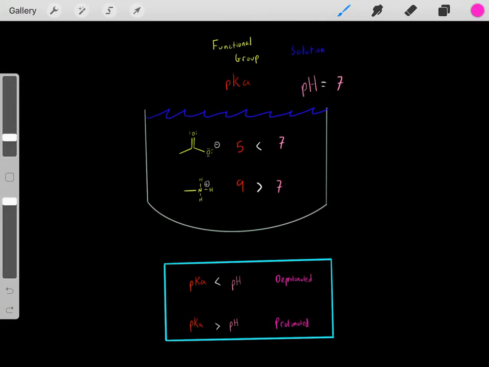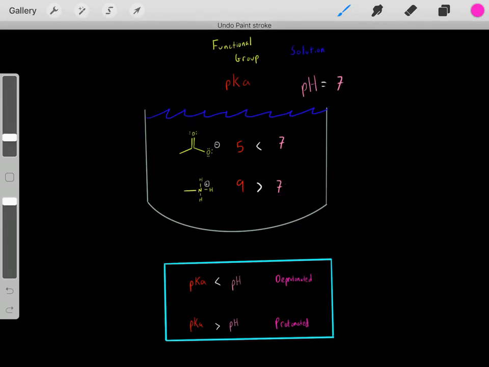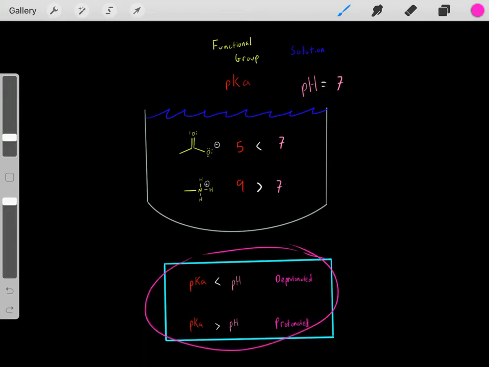So in this example, the pKa of the functional group is less than the pH of the solution. When the pKa of the functional group is less than the pH of the solution, the functional group will be in its deprotonated form. But this functional group, which has a pKa of 9, is still higher than the pH, so therefore it will be in its protonated form. This simple trick will always tell you whether it's protonated or unprotonated.